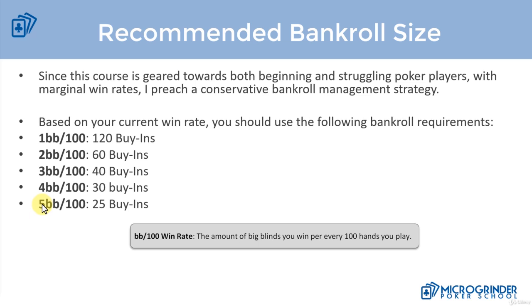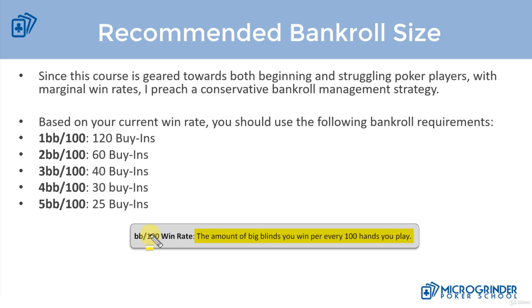If you haven't seen the BB per 100 win rate, it's the amount of big blinds you win per every 100 hands that you play. And this is the most common type of win rate that's calculated for online poker. And in a couple different slides, I'll show you how to calculate this. But if you use a tool such as Poker Tracker or Hold'em Manager or some other poker tracking tool, pretty much all of them are going to be calculating your win rates in this BB per 100 win rate. So rather than doing an hourly win rate like you would do for live poker, we typically just do a BB per 100 win rate for online poker.